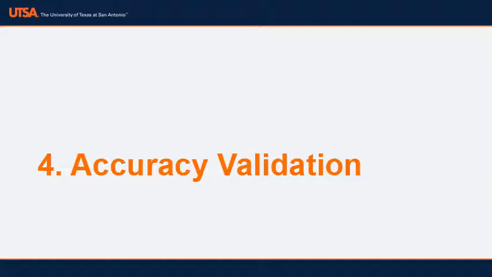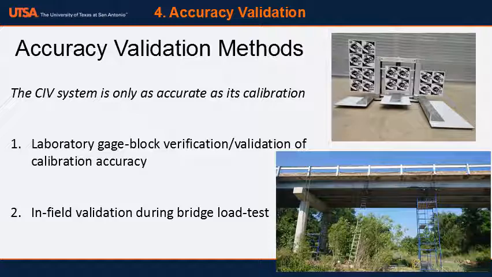All right, so now on to accuracy validation. So the DIC system is only as accurate as its calibration, so that's very, very important, something to keep in mind. We've done field validation, and we've done lab validation. So I'm going to start talking about the gauge block verification method. This method is provided as part of the system so that you can verify your accuracy over time and make sure that your calibration is still operational.